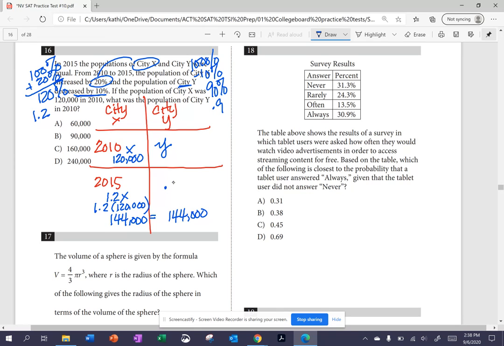So this is going to be 0.9 times Y equals 144,000. So dividing both sides by 0.9, I get Y equals 160,000. So I found this was really easy if I just made a chart with the dates.